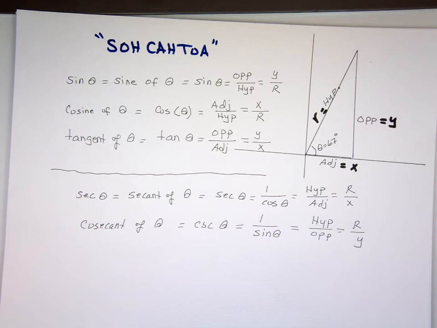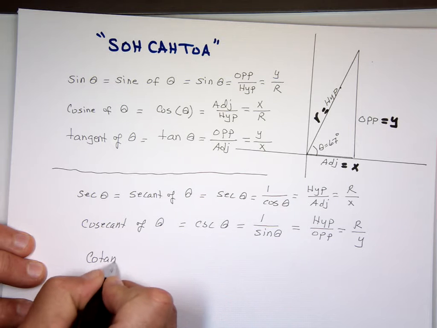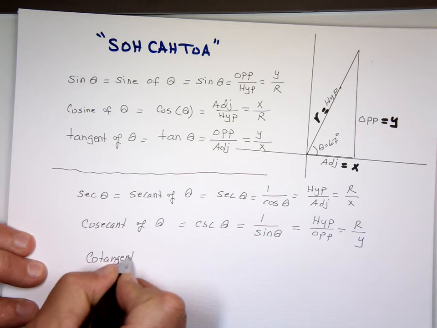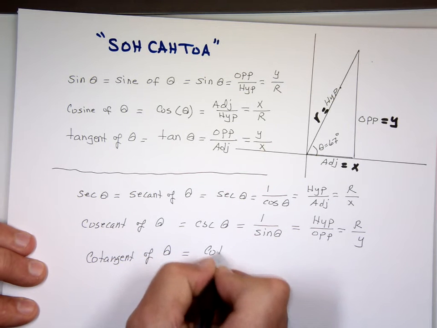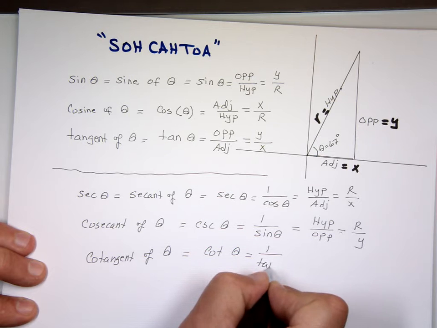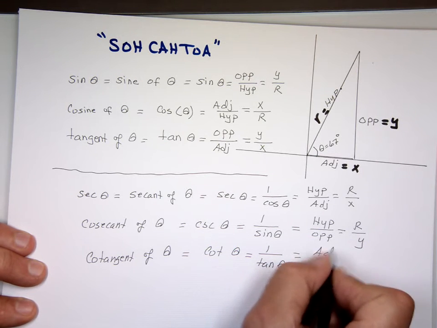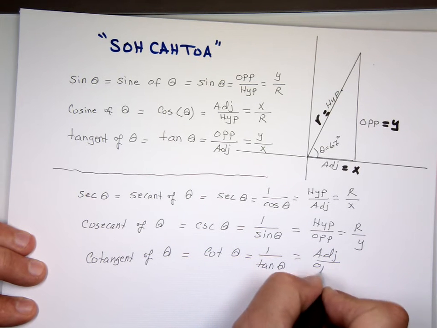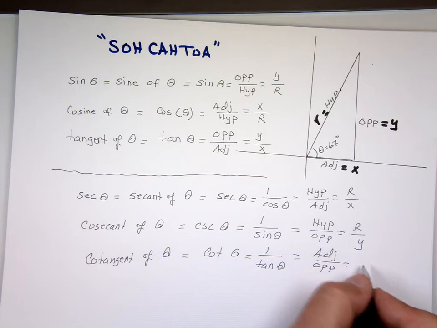And the last one is the cotangent of theta. Cotangent theta, which is 1 over tangent theta. Adjacent over opposite, which is X over Y.